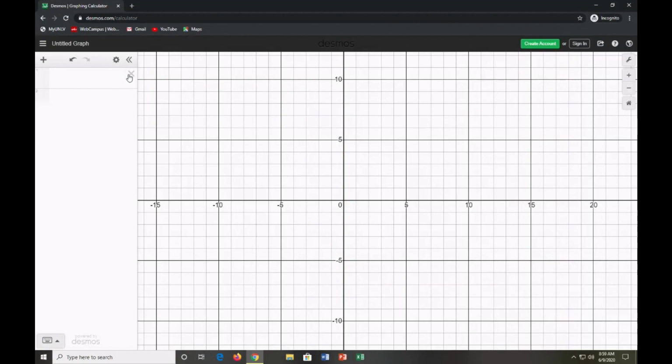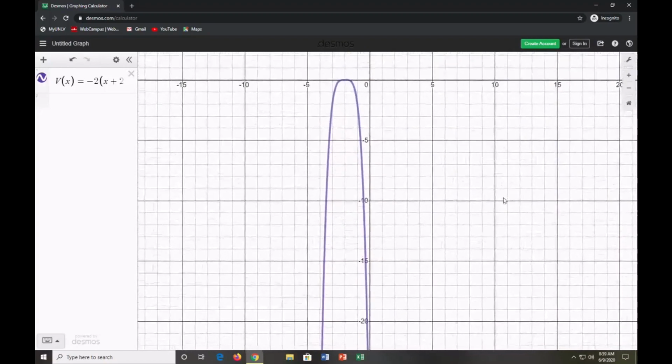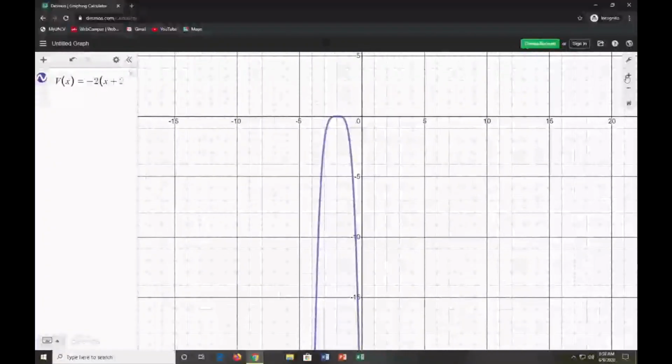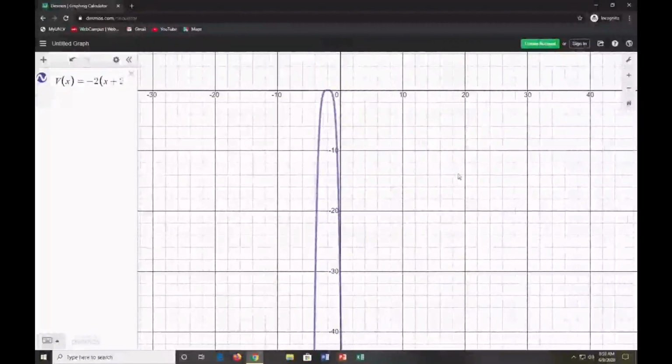All right. And then we have this graph, which is v of x or y is equal to minus 2 times x plus 2 to the 4th power, right? So this is what we have. Oh, I need to zoom out, otherwise you won't be able to see the y-intercept. Okay, so that's that.